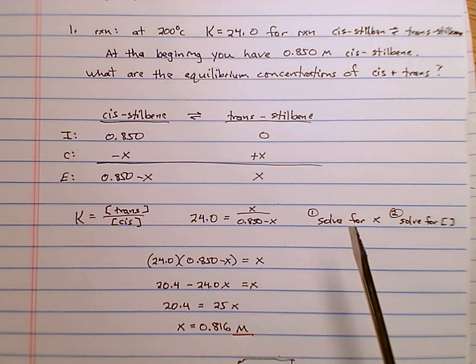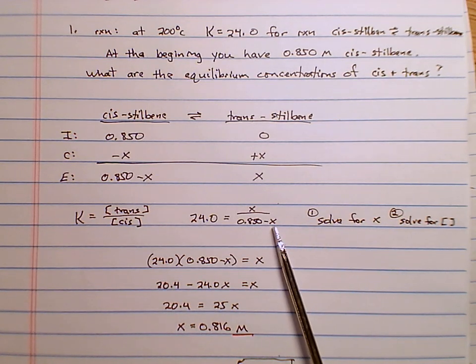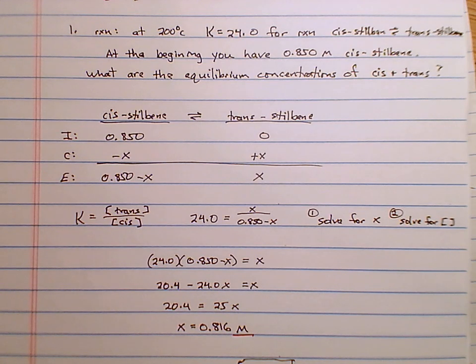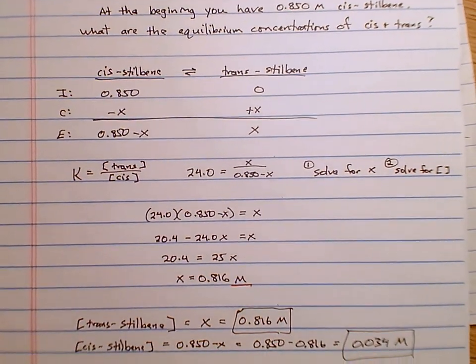But the two things we need to do, first is solve for x. Once we solve for x, though, we're not done. We need to use that x value to solve for the concentrations of our cis-stilbene and our trans-stilbene. All right, to the algebra class we go.